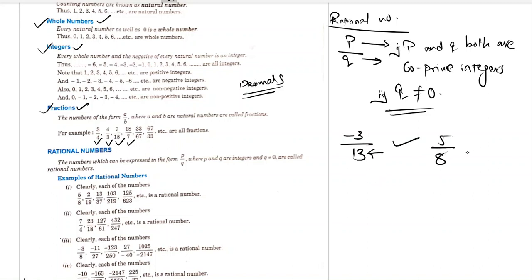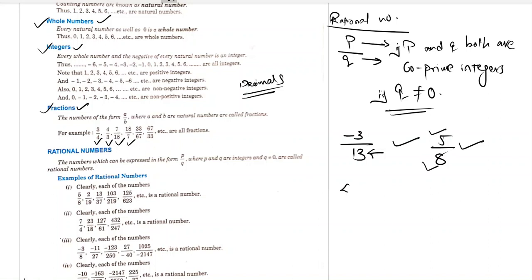5 by 8, is it a rational number or not? Yes, it is a rational number. Why is it a rational number? Because p, that is the numerator, and the denominator both are co-prime integers. They don't have any common factor, and they both are integers. And the denominator is 8, which is not equal to 0.